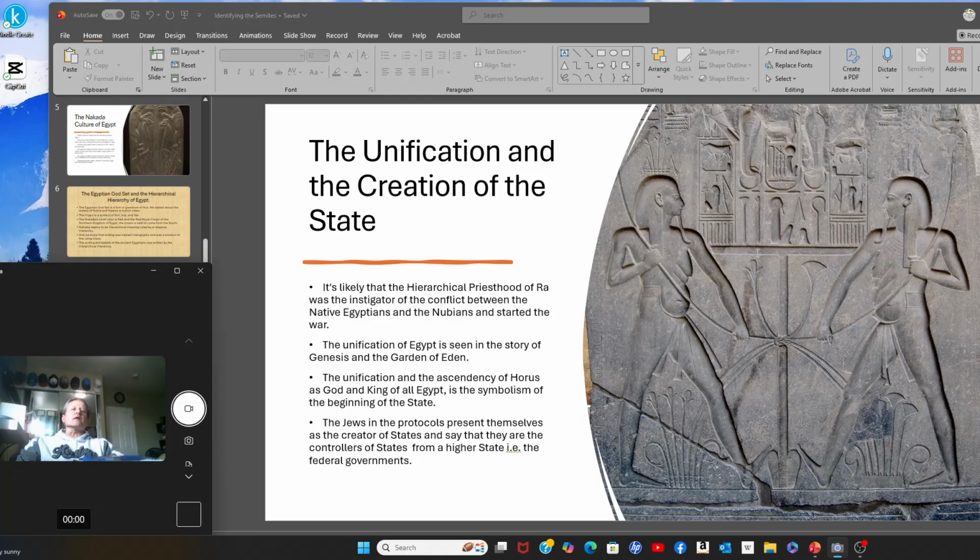beginning of the state. The Jews in the protocols present themselves as the creator of states and say that they are the controllers of states from a higher state, i.e. the federal governments. To the right here we see a picture of them tying the papyrus and the lotus plant together, which is the symbol of uniting the north and the south together.